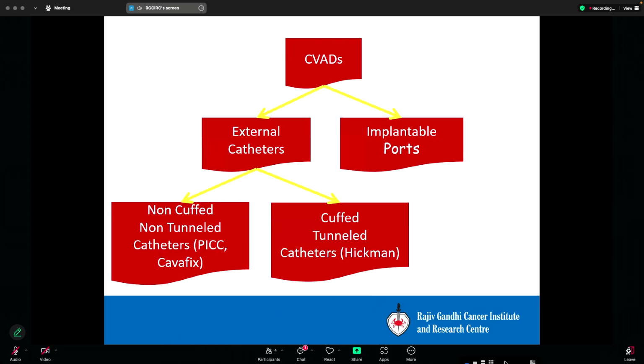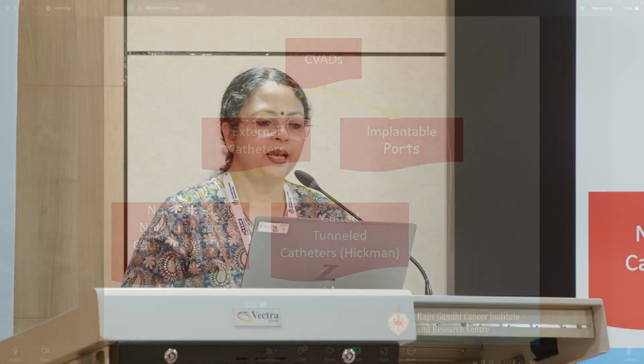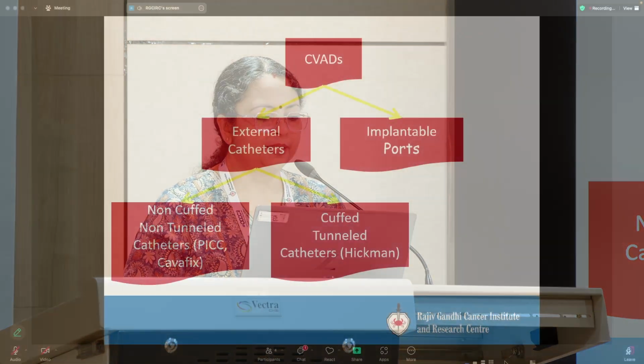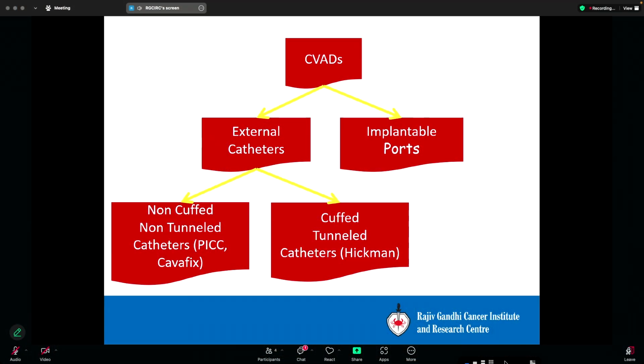So very broadly, we can divide them into external catheters and implantable ports. External catheters are, obviously, catheters which we can see externally. This also includes all our neck lines, triple lumens, Cavafix, everything. It's also a central venous access device, even though it is a short-term device. Most of them are non-cuffed, non-tunneled catheters. A PICC line, which is a peripherally inserted central catheter, also comes under this. And then we also have these cuffed tunneled catheters. The most common that we use in oncology is Hickman. And of course, we have the implantable ports.